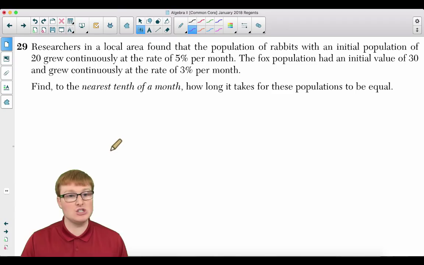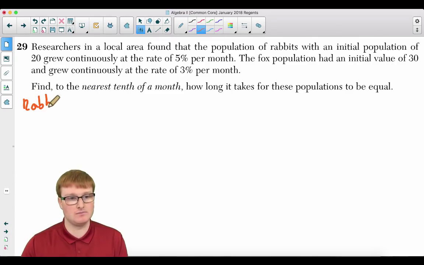Moving on to number 29. Researchers in a local area found that the population of rabbits with an initial population of 20 grew continuously at the rate of 5% per month. The fox population had an initial value of 30 and grew continuously at the rate of 3% per month. Find, to the nearest tenth of a month, how long it takes for these populations to be equal. Okay, cool. So I'm going to set up a rabbits equation.